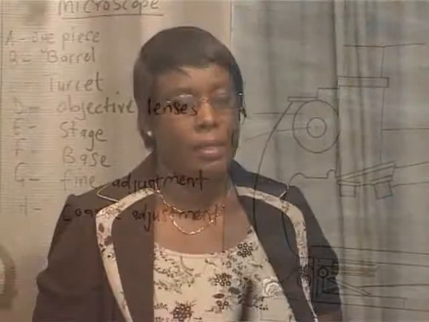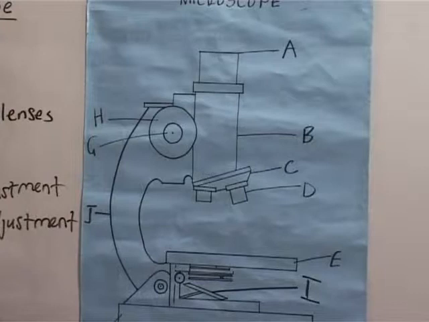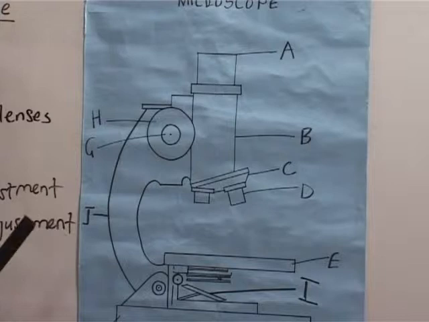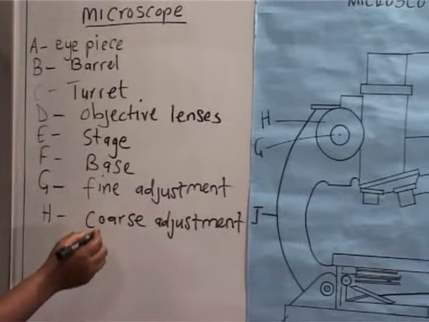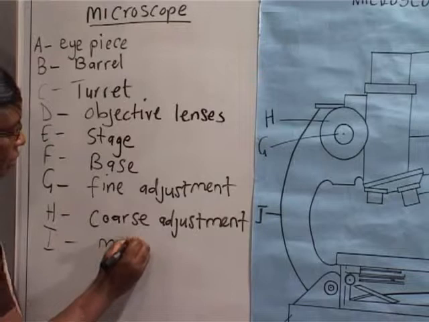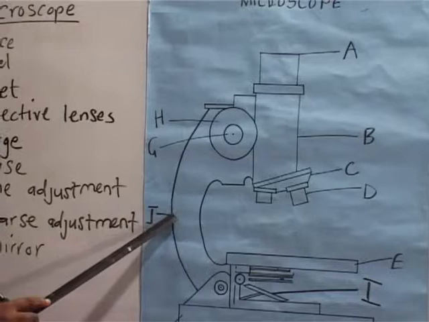Well, let us continue. Learners, we are remaining with two parts, this part and that part. What did we say part I is from the actual microscope? Very good. I is what we call a mirror. So I is a mirror. Let us now look at the last part here.